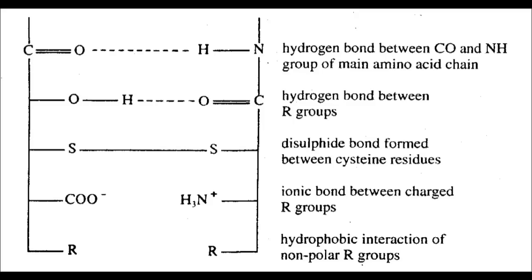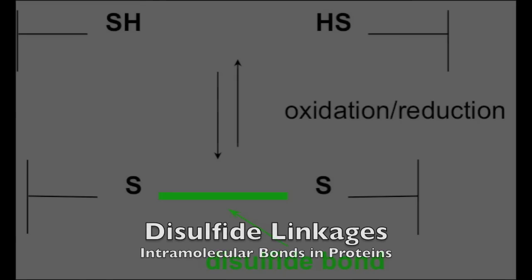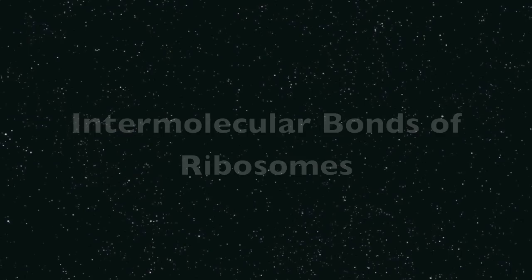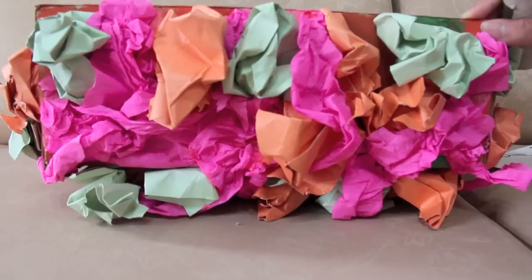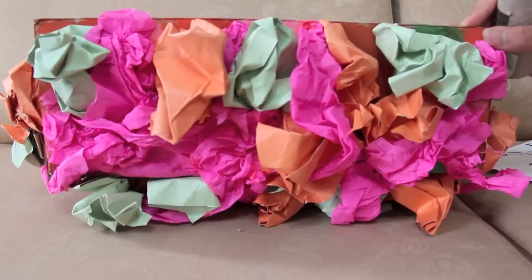Apart from rRNA, peptide chains associated within the ribosomes form hydrogen bonds, hydrophobic interactions, disulfide linkages, and ionic bonds within themselves, and with the polar charged rRNA molecules, stabilizing the structure of the ribosome and acting as structural support for the ribosome. Other than intermolecular bonds, there are intramolecular bonds as well.